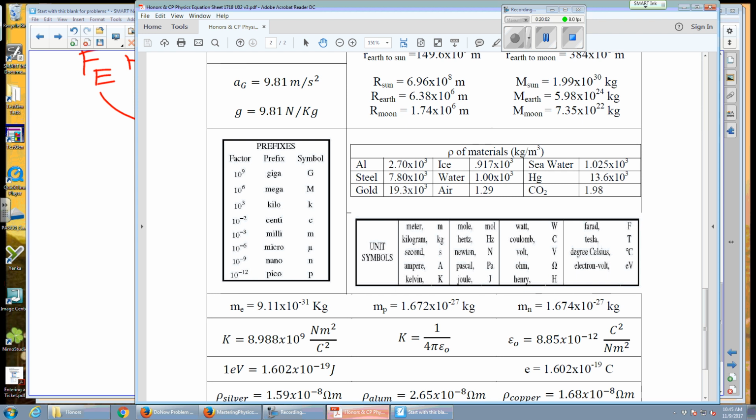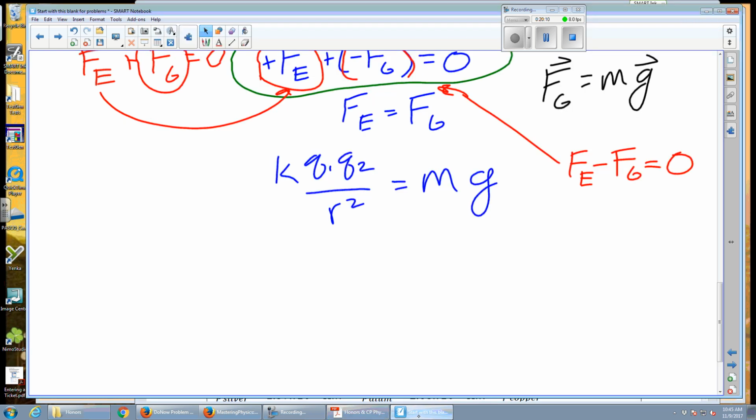So that would be, from the most helpful sheet in the world, 9.81 newtons per kilogram. So it looks like we know everything in these math sentences except r. The m is the mass of the object that you're looking at, in this case an electron. So the question now is, it's up to you which way you go. Some people would substitute in and solve for r. Some people would solve for r and then substitute in.